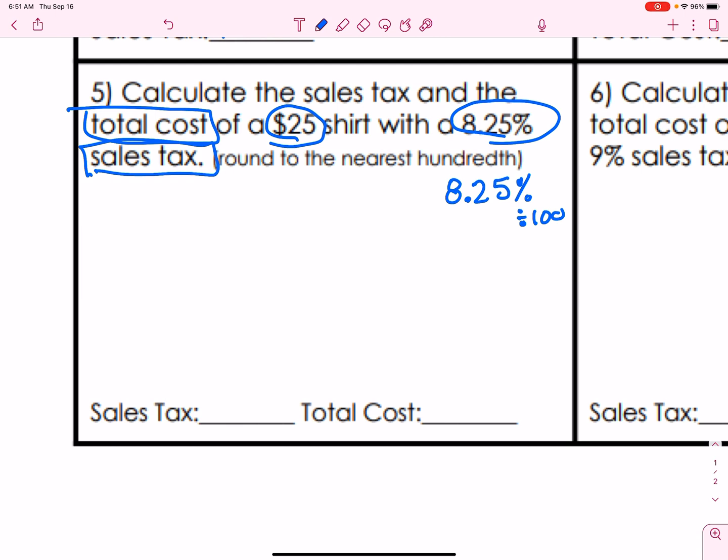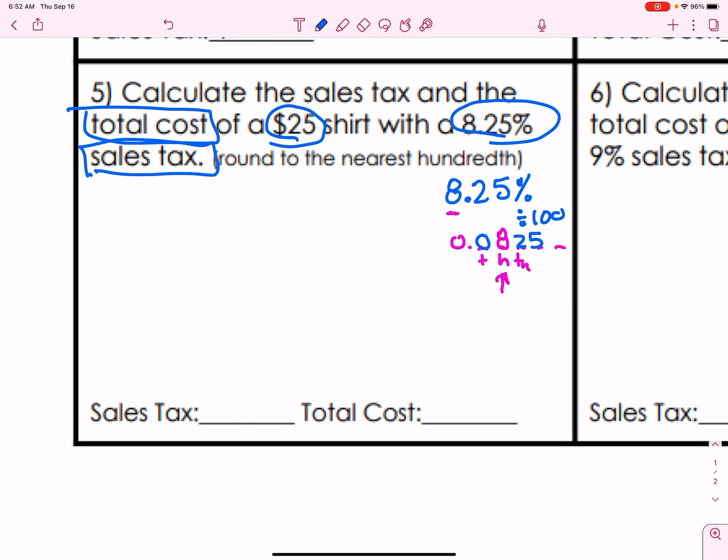Or we can make sure that this whole number is in the hundredths place. So if we have 0. Here's our tenths, hundredths, thousandths. Here's our hundredths. So we have to make sure that 8 ends up in our hundredths. So the number is 0.0825, and we're going to put that 0 over here up to the decimal.